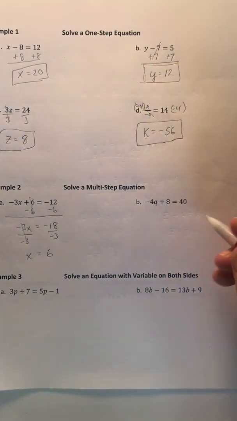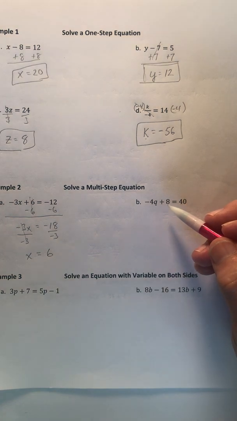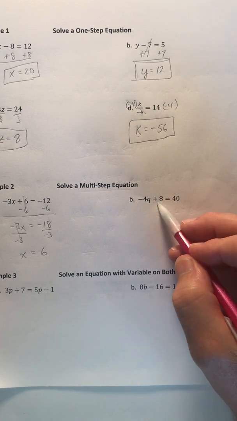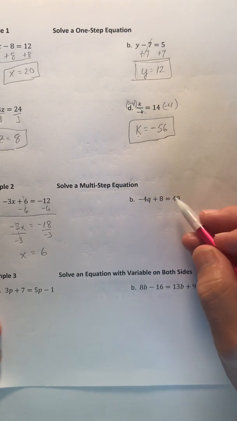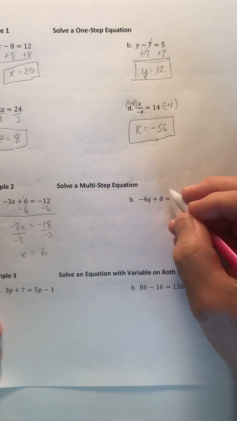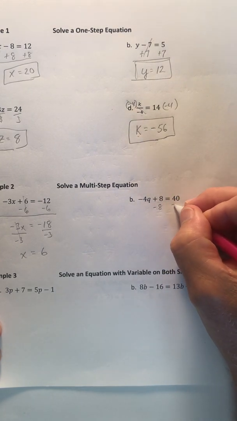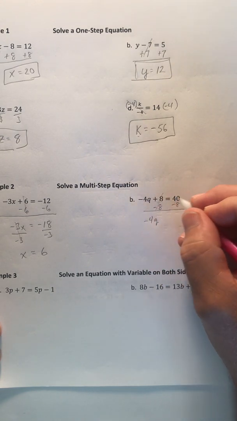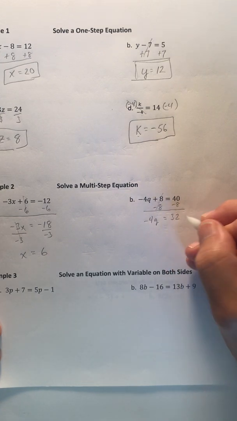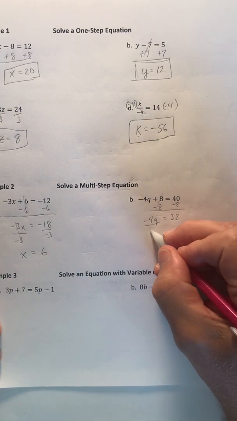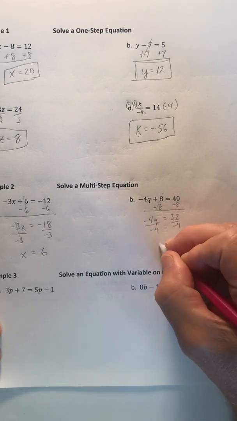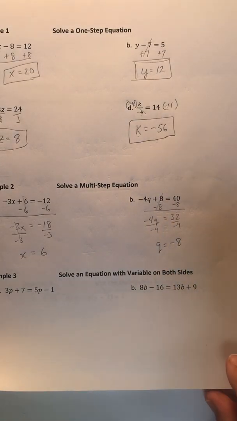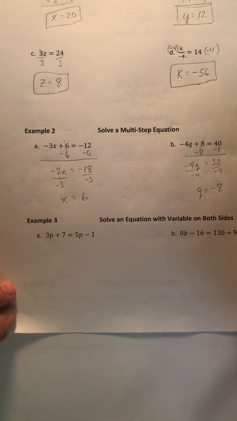All right, another example of a two-step equation. Again, our variable is q. We are adding 8, and we are multiplying by negative 4. Got to get rid of addition or subtraction first, so we're going to subtract 8. Leaves us with negative 4q, because they cancel out, equals 32. And then we divide by negative 4. And we get q equals negative 8. All right? So those are two-step equations.